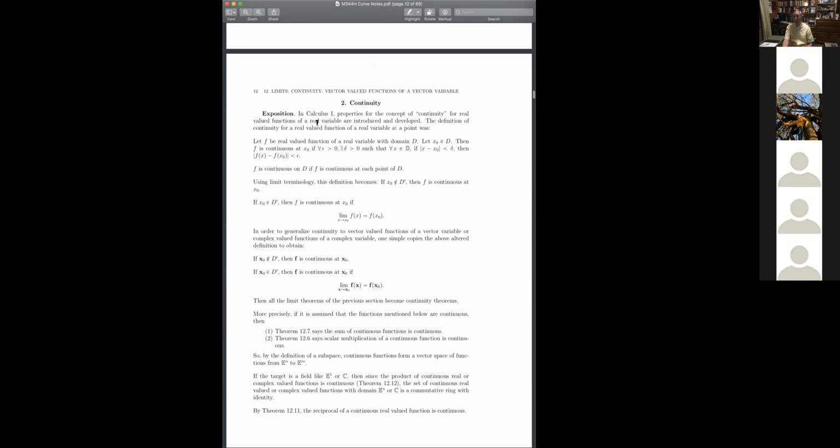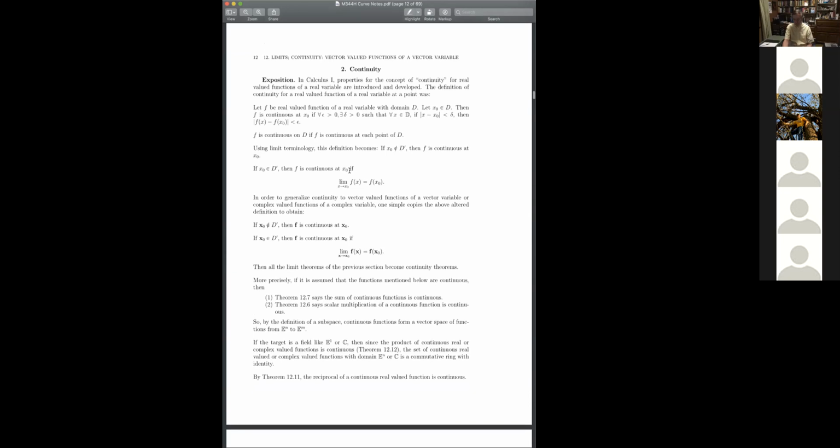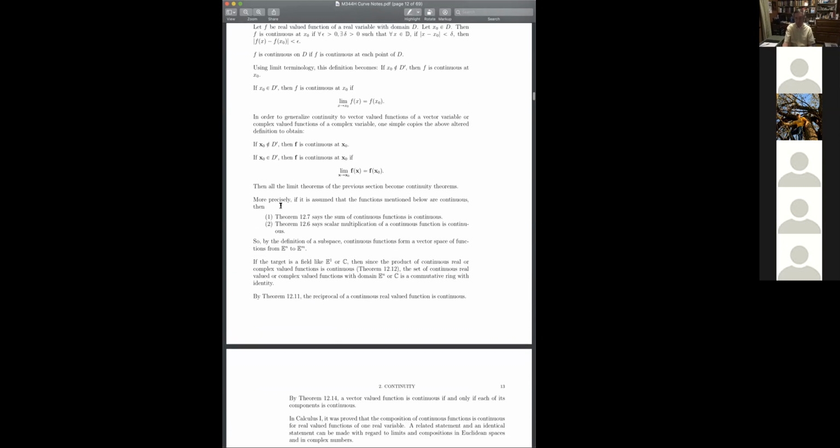So that means all the theorems in the 11 pages above here, page 12 is what we're on here, all the theorems up to page 12 are true already for continuity, because all you do in this stuff is replace the limit in the first 11 pages with the function value. That's why I said all the limits become continuity theorems. More precisely, if it's assumed the functions mentioned below are continuous, then the sum of continuous functions is continuous. The multiplication by a number for continuous functions are continuous.